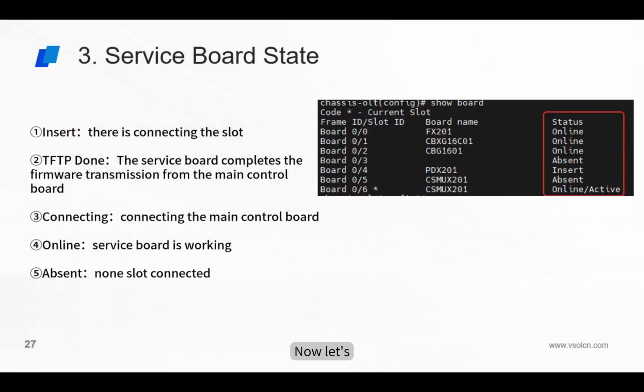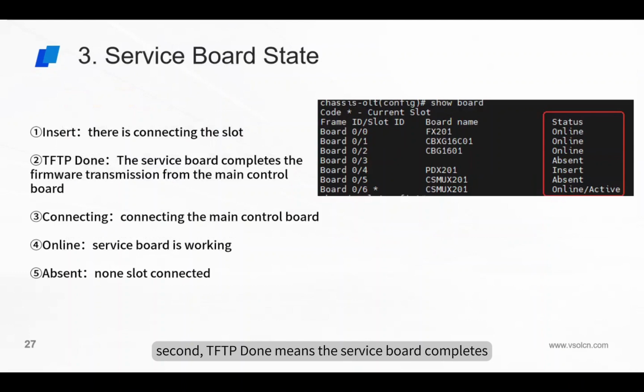Now, let's understand the different states of the service board. First, insert means it is connecting the slot. Second, TFTP done means the service board completes the firmware transmission from the main control board. Third, connecting means connecting the main control board. Fourth, online means the service board is working. Fifth, absent means no slot connected.